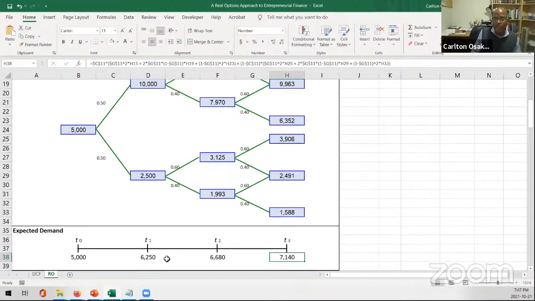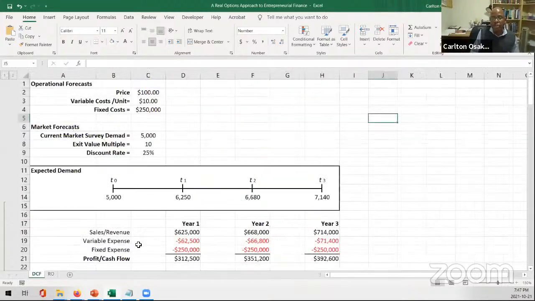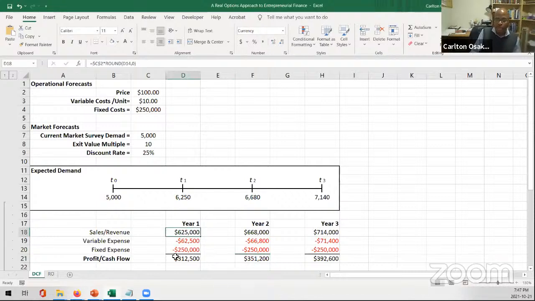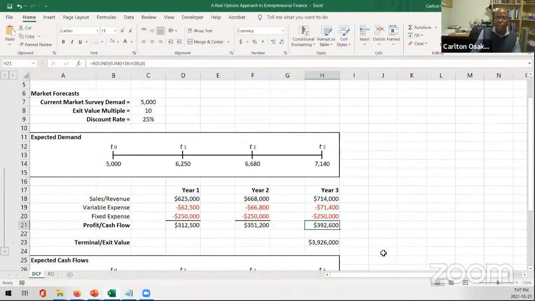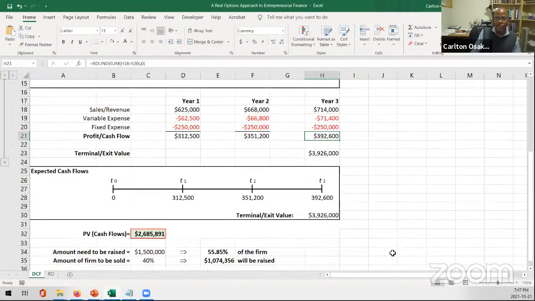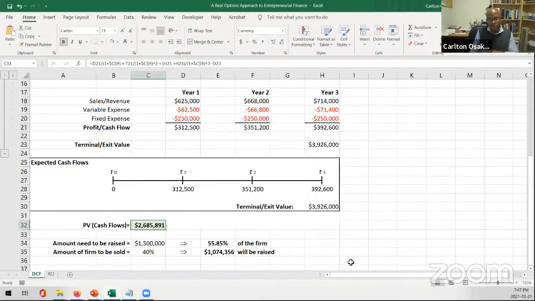Once you have this expected demand, the discounted cash flow method will take those expected demands and calculate the profits in each year using sales, variable expenses, fixed expenses, and so on. Then with these profits, it'll calculate the terminal value, and with the terminal value, it gives you the present value of cash flows. So this is the discounted cash flow method.